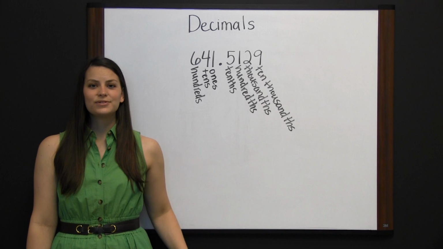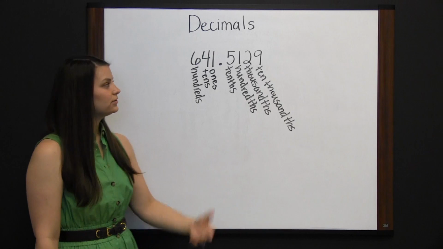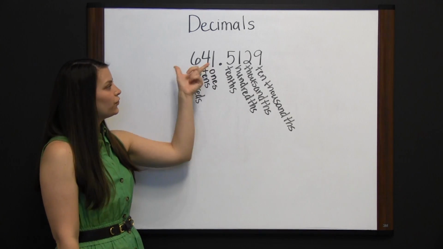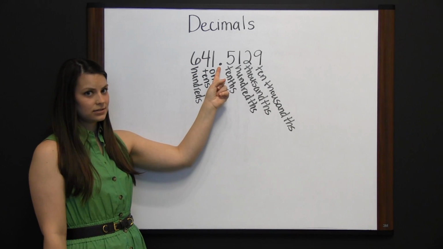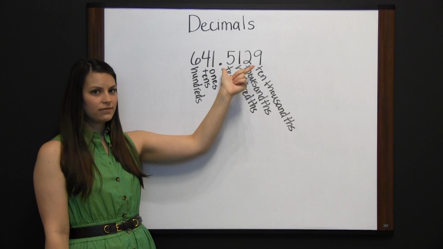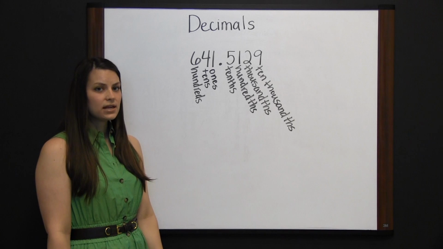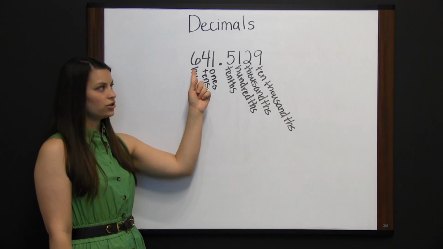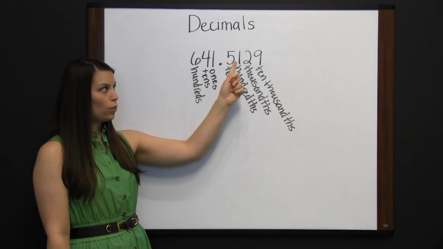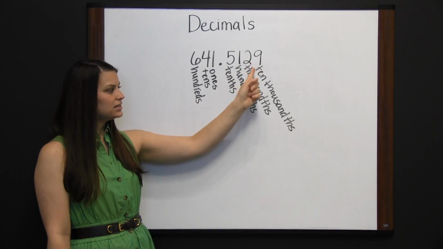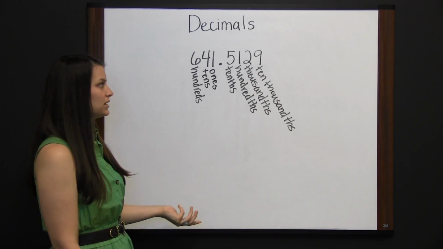Decimals. Decimals use place value to represent an amount. To read a decimal, like we have here, first read the number to the left as a whole number, followed by and, then read the number to the right of the decimal, followed by the last place value. So this number would be read as 641 and 5,129 10,000ths.